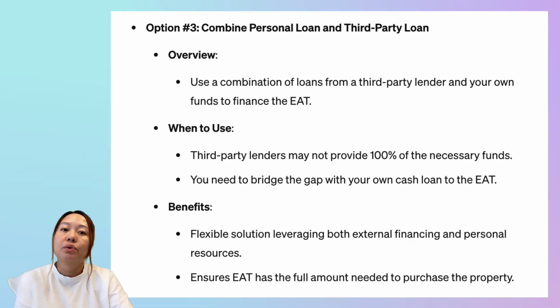So when this happens, you will need to bridge the gap between the amount that they're willing to lend and the shortfall of the funds that the EAT needs, right? So in this case, you can provide a cash loan to the EAT from your own resources. Essentially, you're supplementing the loan from a third-party lender with additional funds to ensure that the EAT has access to the full amount needed to purchase the property, your replacement property. Combining loans offers a flexible solution that allows you to leverage both the external financing and your own resources, right, to meet the financial requirement.